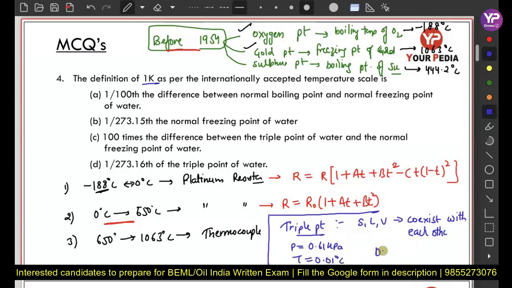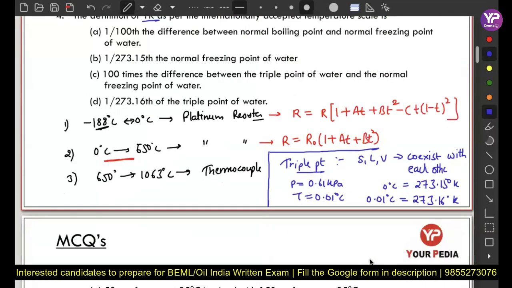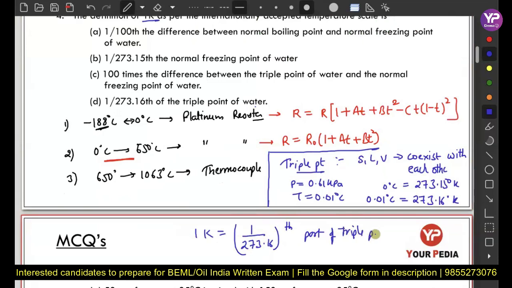We know that 0 degrees Celsius has a value of 273.15 Kelvin. So 0.01 degrees Celsius has a value of 273.16 Kelvin. From here you can see 1 Kelvin is defined as 1 by 273.16 part of the triple point. That is how the 1 Kelvin is defined. So option number D is the correct one.